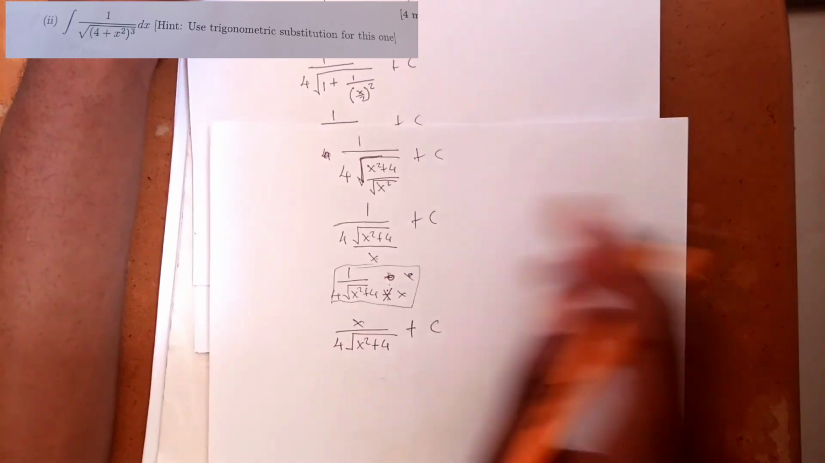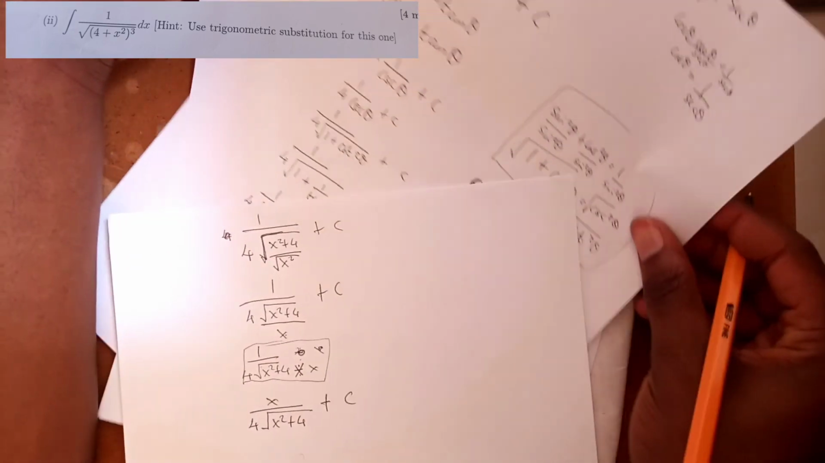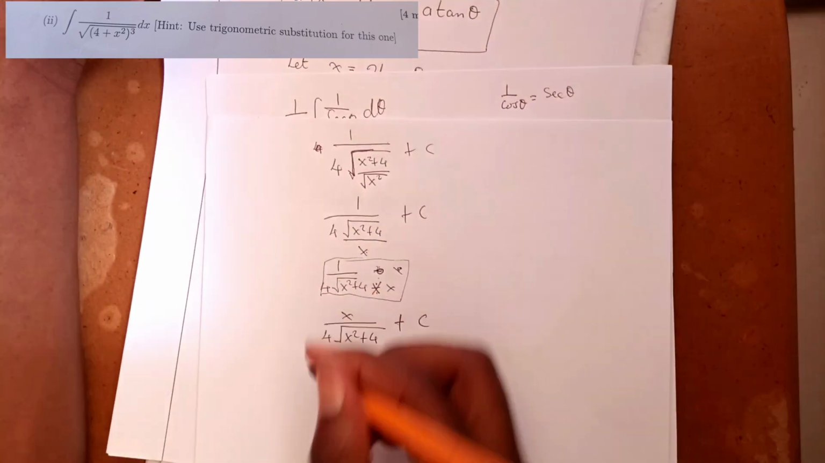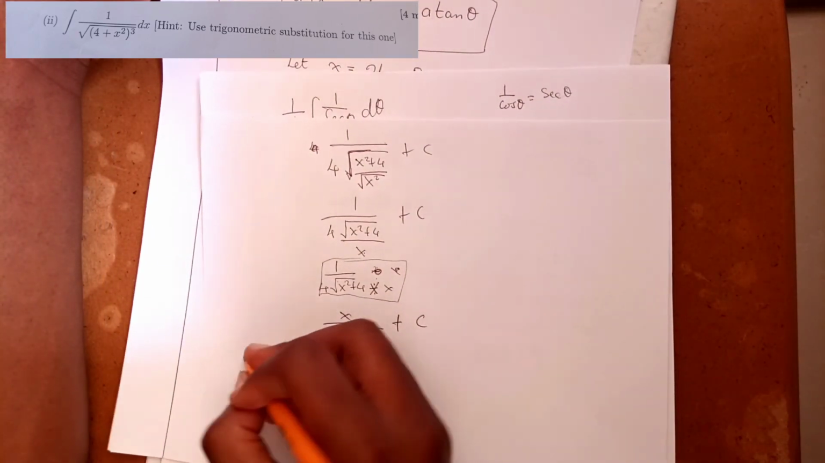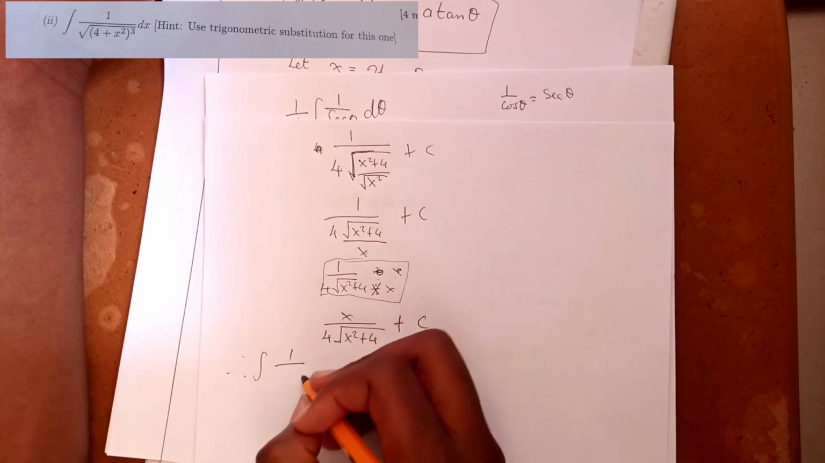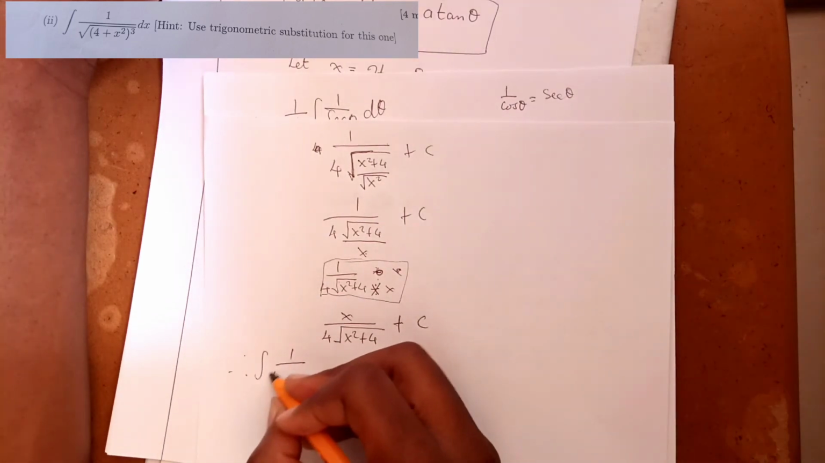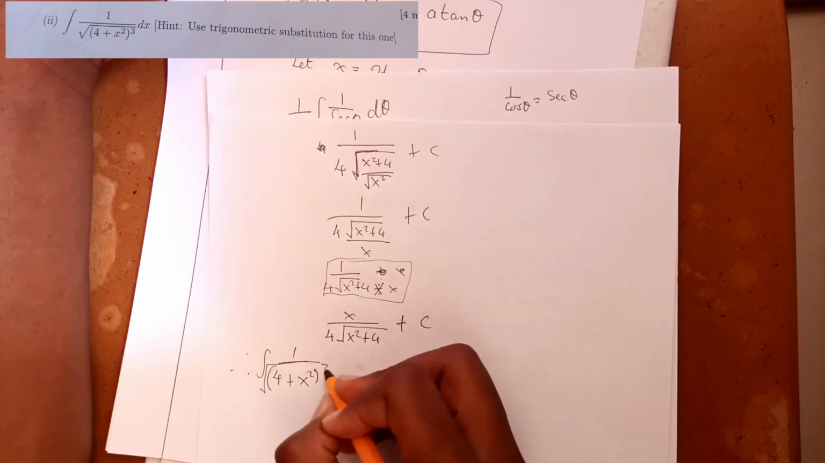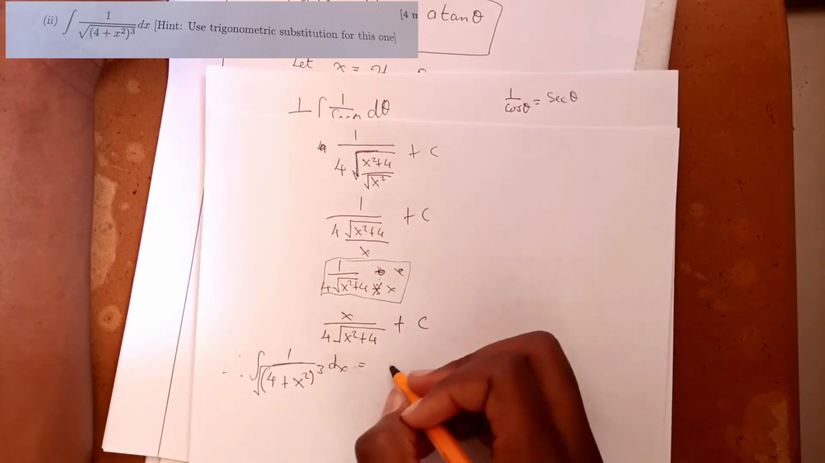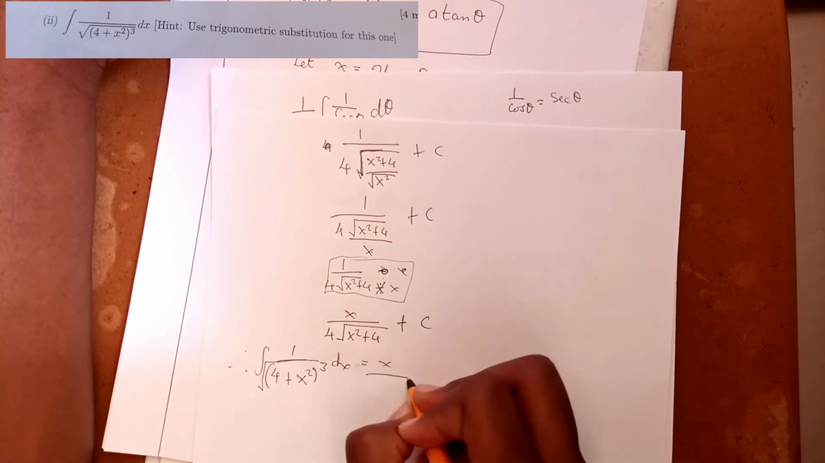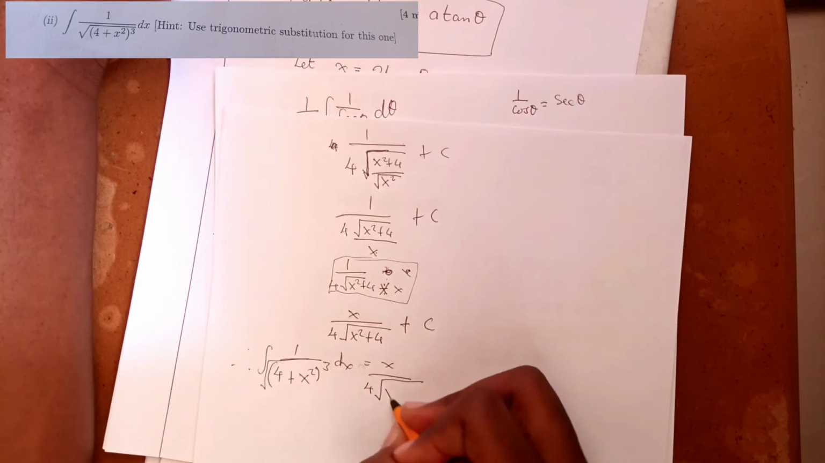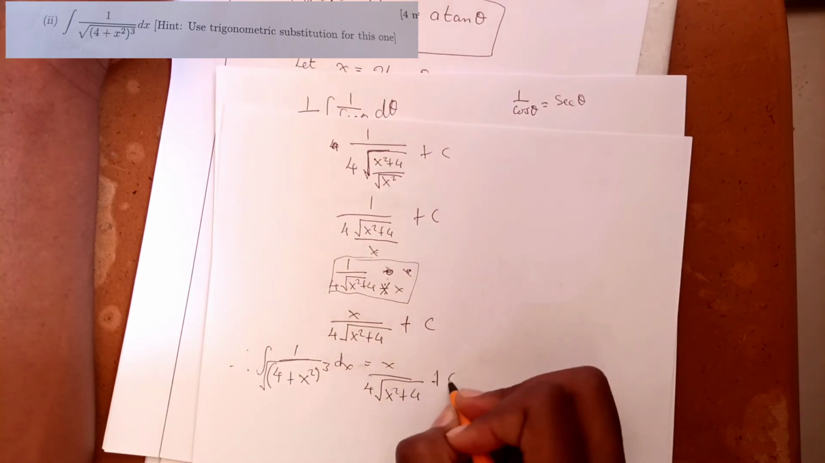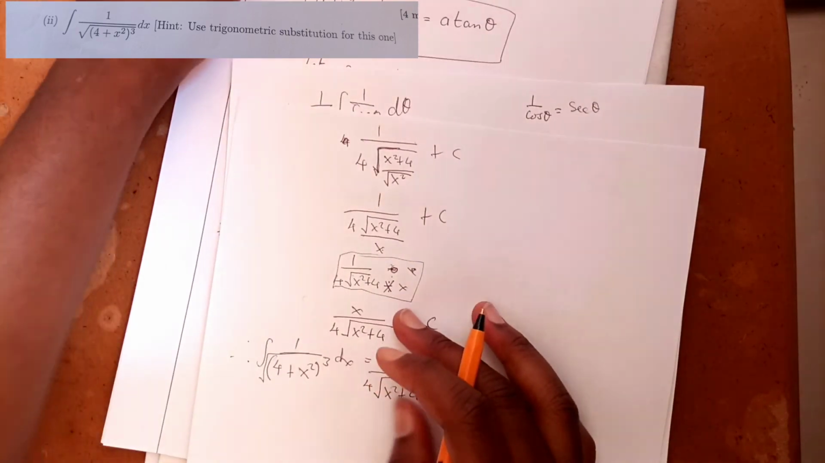So now we can conclude. We started from here, so now I can conclude that therefore the integral of 1 over (4 plus x squared) to the power 3 dx is equal to x over 4 the square root of x squared plus 4, plus c. The answer comes out, hence shown.